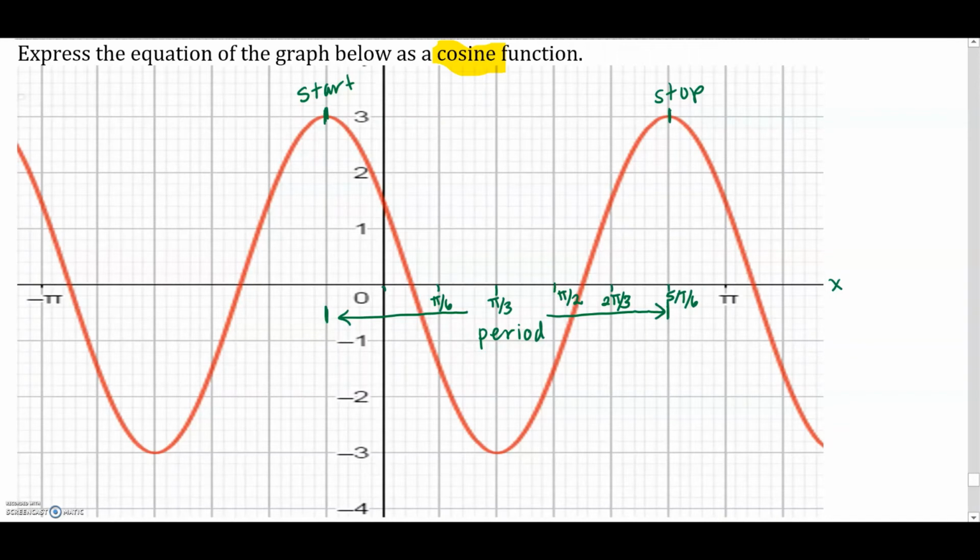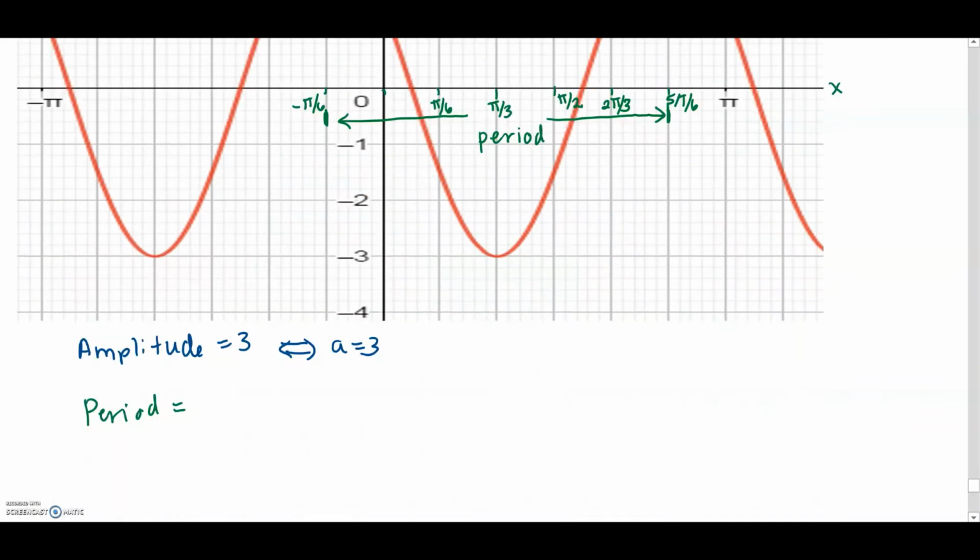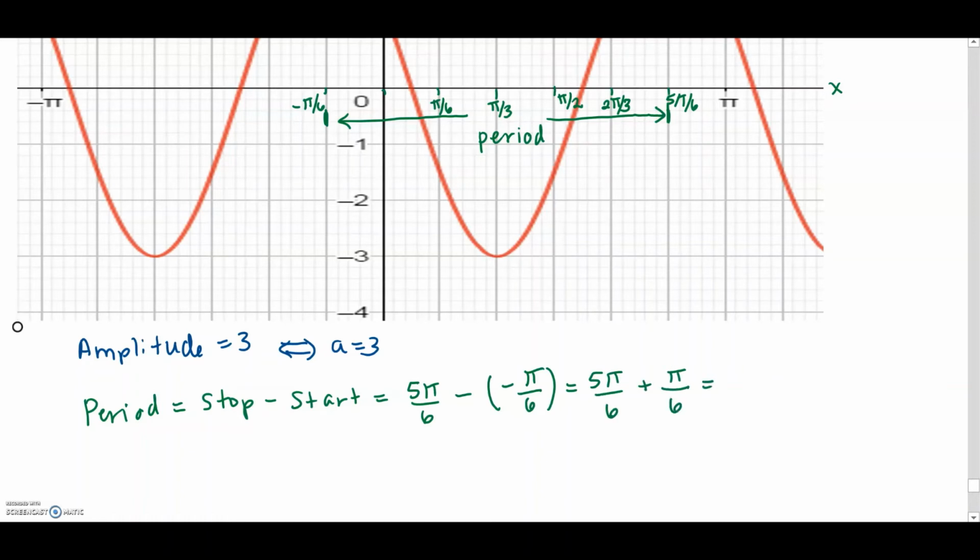In the negative part of the x-axis, we have negative pi over 6 as our starting point. So our period goes from negative pi over 6 up until 5 pi over 6. To calculate the period, you take the stop value and subtract the start value from it to calculate that length. So that works out to 5 pi over 6 minus negative pi over 6. And that simplifies to 5 pi over 6 plus pi over 6, or 6 pi over 6. And the period works out to be pi.